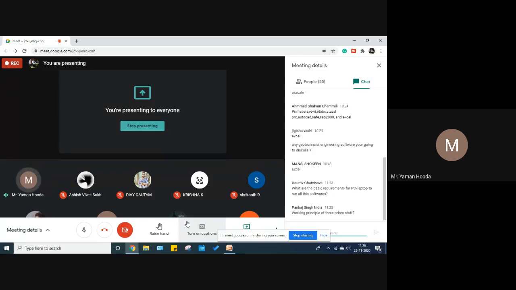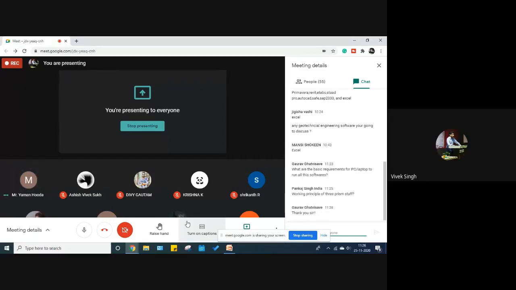There is a question from Pankaj asking what is the working principle of the three prism staff. Where do you use a three prism staff? You use it while taking points when you're using a total station. You have two options: either you can use a three prism staff, or, at construction sites, we actually call it prism only. We just use the term prism.